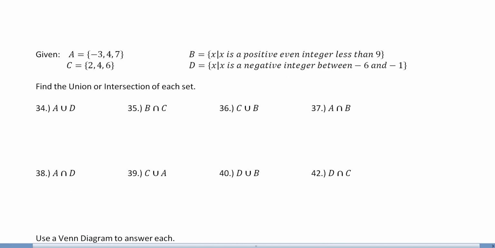For this one, the first thing I would do here is the two that are listed in terms of words, I would rewrite those in terms of the actual values. So set B says that X such that X is a positive even integer less than 9. So if you think about positive even integers less than 9, that would be like 2, 4, 6, and 8. All right, so that's essentially what this set is saying. If you want to rewrite set B as just those values, that's fine. D, X such that X is a negative integer between -6 and -1. Notice it says between those values. It doesn't include those values. So that would be -5, -4, -3, and -2 for that set.